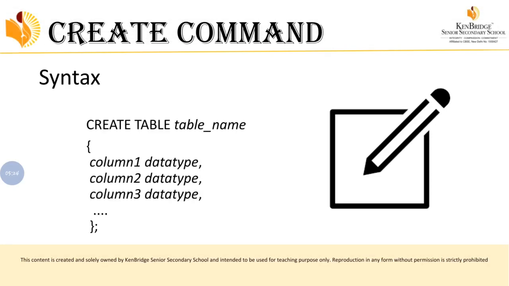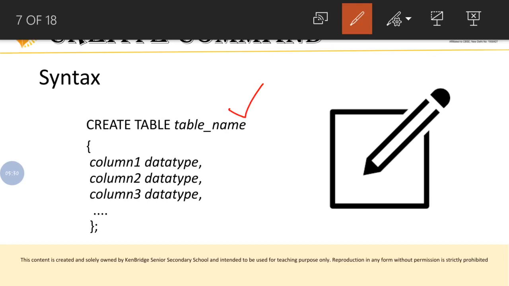The first line will be create table and the table name. Whatever table you are going to create, you will have some name for the table, and that name has to come in this place. So: create table name, then open brace, column 1 data type, column 2 data type, column 3 data type.